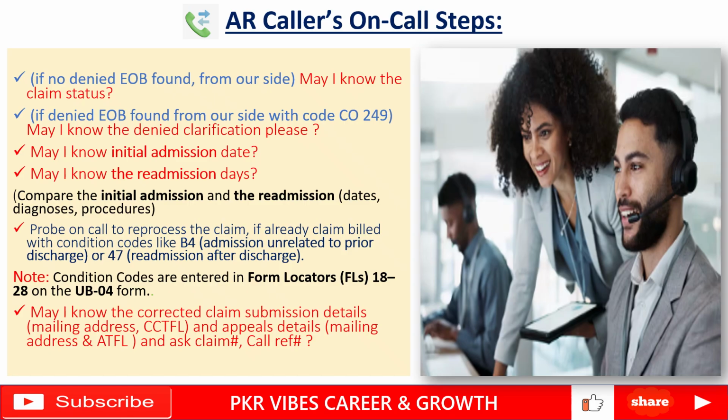Now again we resubmitted within the 30 days. If the insurance says the readmission is within 30 days, and we readmitted this claim at 20 days or 15 days within the 30 days, then the denial is true. So that's what we need to compare: the initial admission and also the readmission dates.